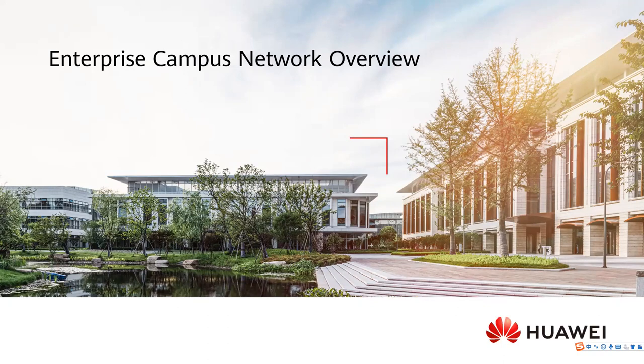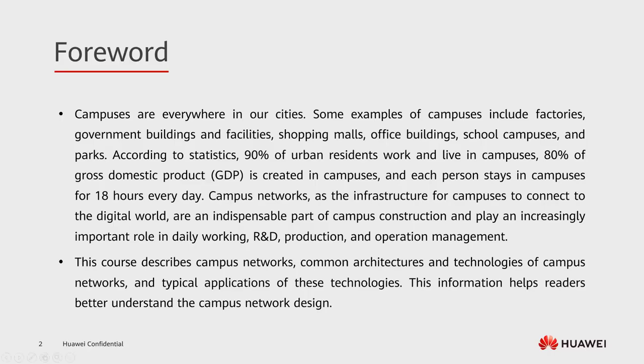If you have attended the training for the HCIP campus, you will know this slide is actually part of the content we have shown in the HCIP campus courses. So I'm gonna simply review the enterprise campus network. As we know, campuses are everywhere in our city. We can say that except home, everywhere is campus. The common campus networks include the government network, shopping mall networks, office building campus networks, and school campus networks.